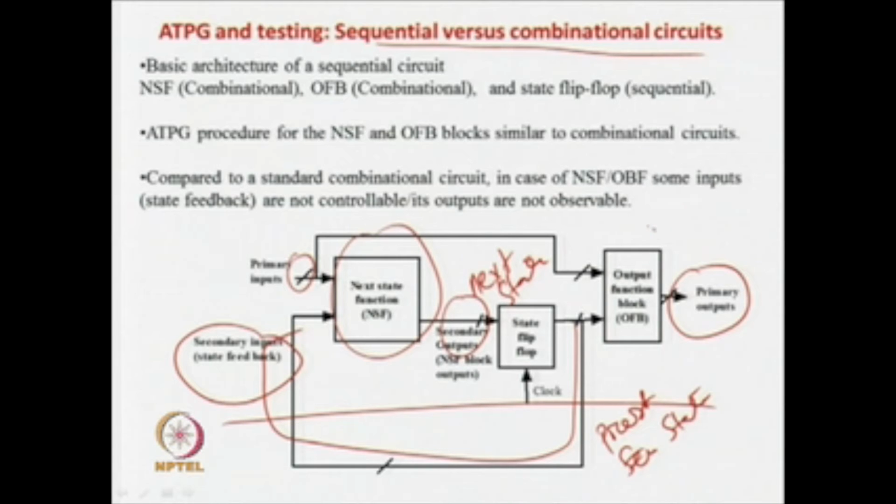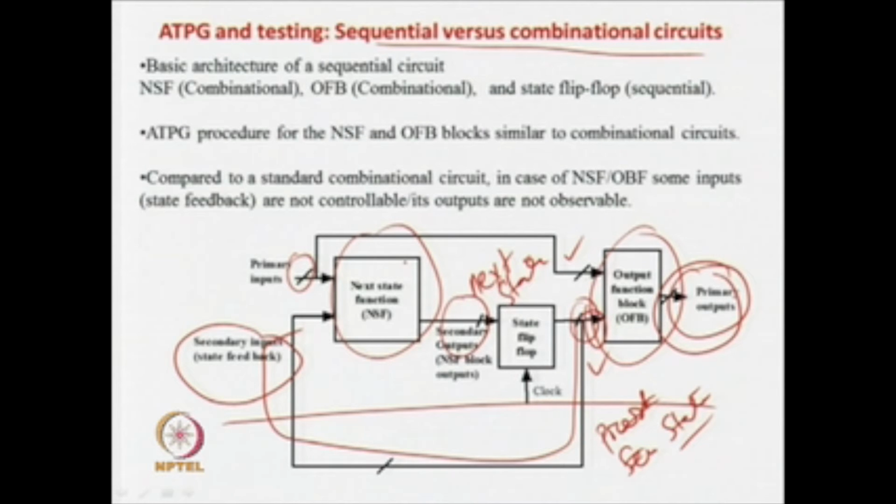Then there is the last block, called the output function block, which takes as input the present state as well as the primary inputs. If it takes the primary inputs, we call it the Mealy machine, and if it does not take them and depends only on the present state, it is called the Moore machine. We have already studied them in digital design. Anyway, to make things general, the output function block takes the primary inputs as well as the present state, and generates the primary outputs.